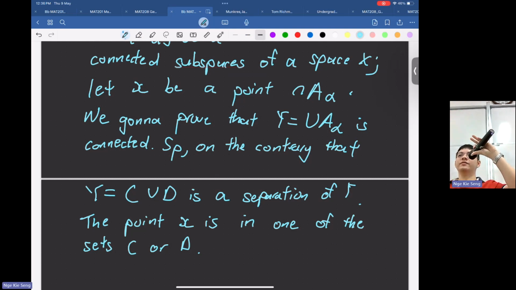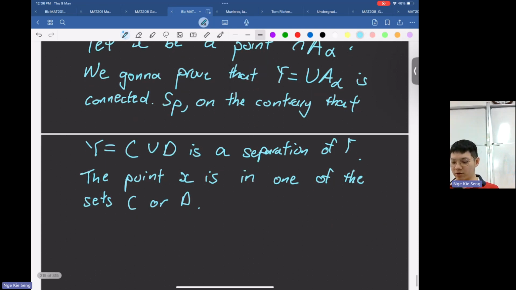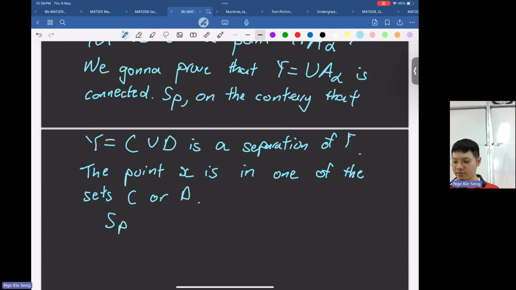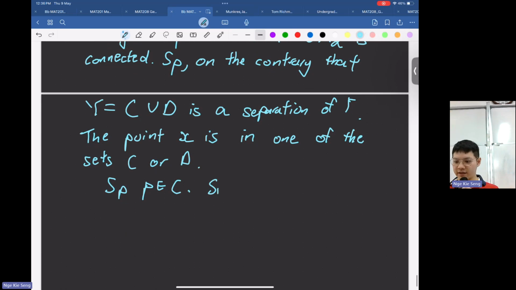Okay, can you imagine? Keep this picture in your mind. It can go to C or it can go to D. So suppose it is in one of them. Suppose P is in C. So P belongs to C already. Okay. Then what can I do? Since A alpha is connected, just now what did we say?